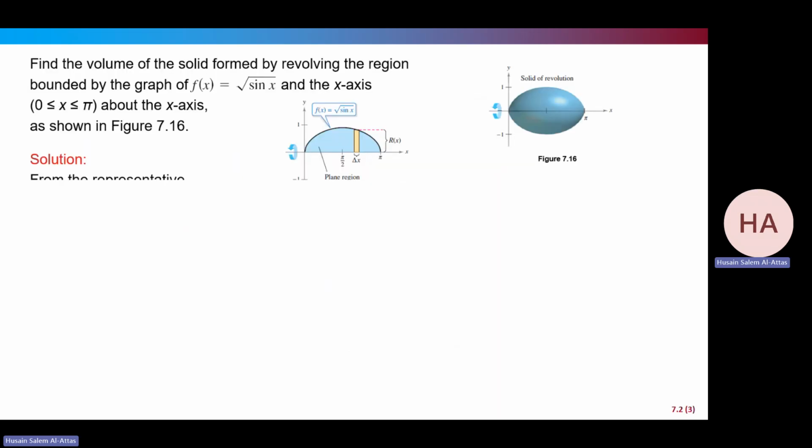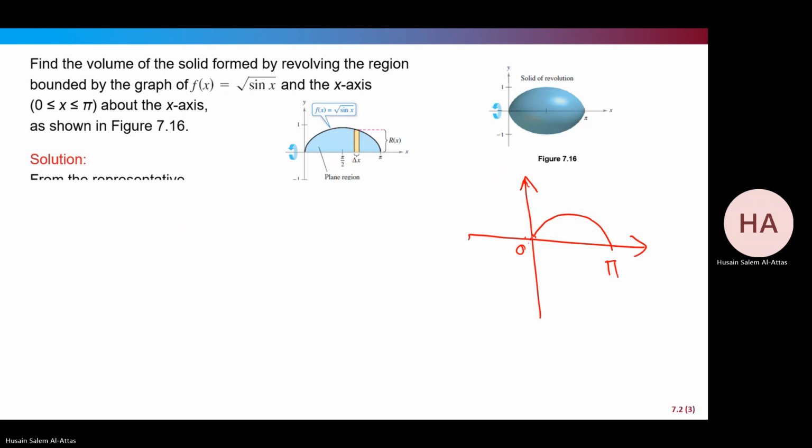Let me do an example. Find the volume of the solid formed by revolving the region bounded by the graph of the square root of sine x. This is the graph of square root of sine x. So, okay, let me do it again. Something like this. And they want it from 0 to pi.